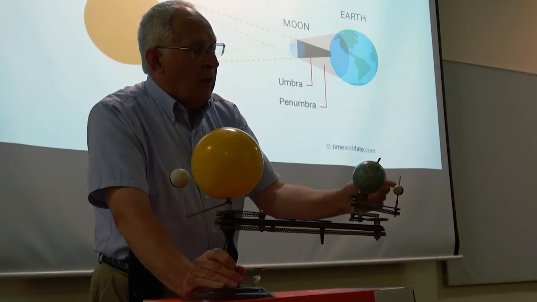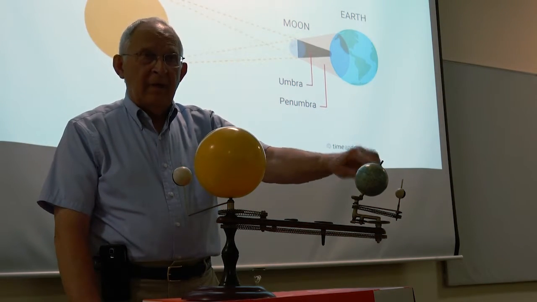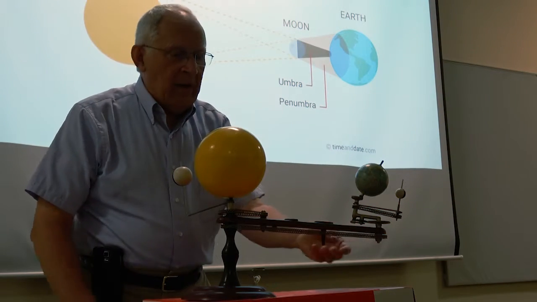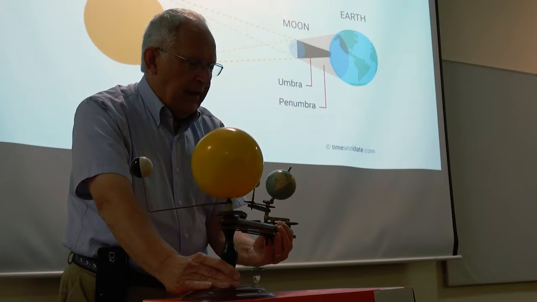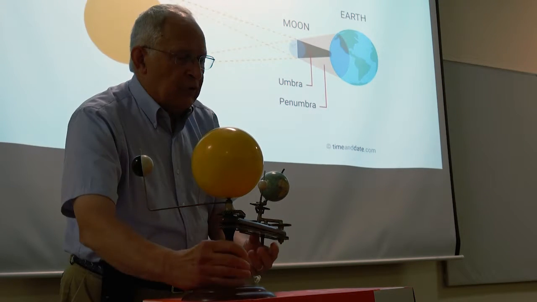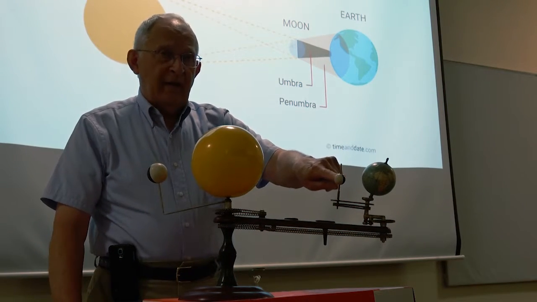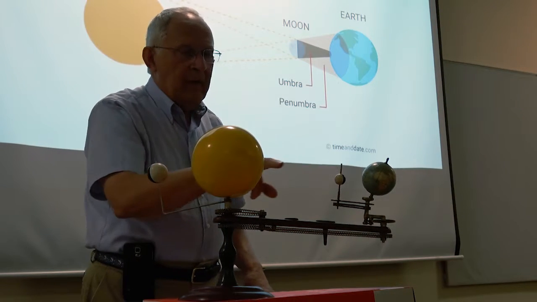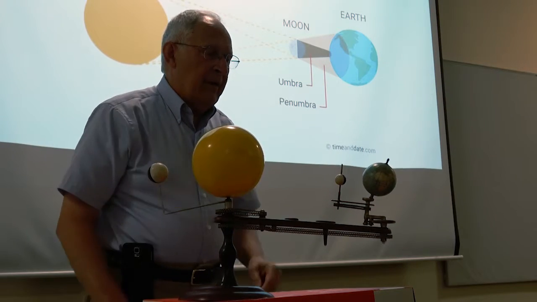So on August the 7th, we had a lunar eclipse. Not in this part of the world, it was in a different part of the world. But now if we wait 14 more days, then come on the 21st, we'll have a solar eclipse, because now the moon is between the Earth and the sun.